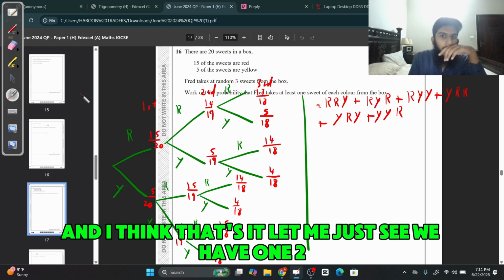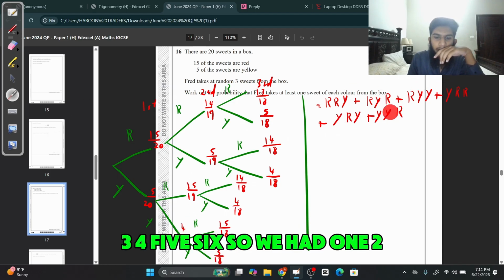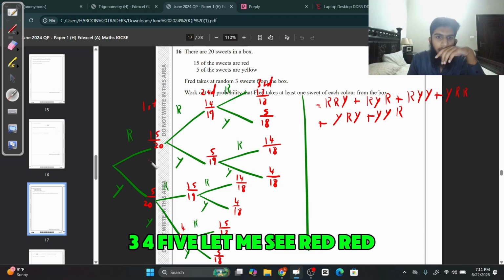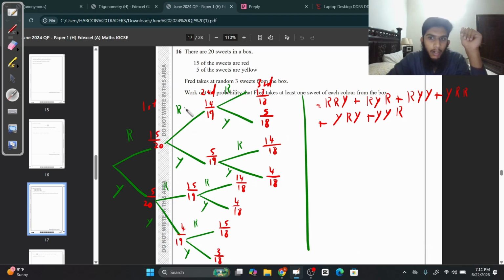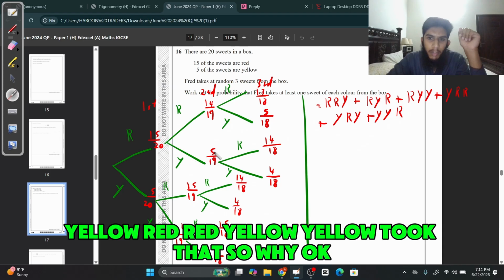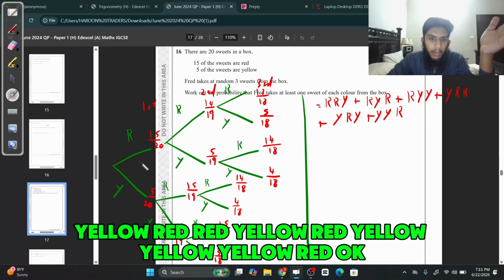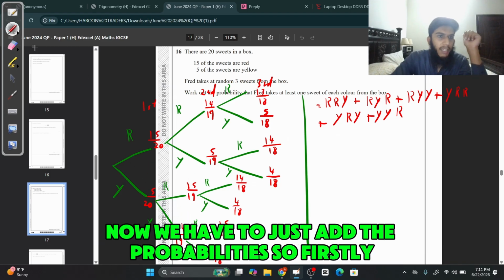Let me just see. We have 1, 2, 3, 4, 5, 6. Let me see. Red, red, red, that's not gonna count, we're not gonna take that because we only have red in that case. Red, yellow, red, yellow, red, red, yellow, yellow. Took that. Yellow, red, red. Yeah. Yellow, red, yellow, yellow, yellow, red. Okay. Now you have to just add the probabilities.